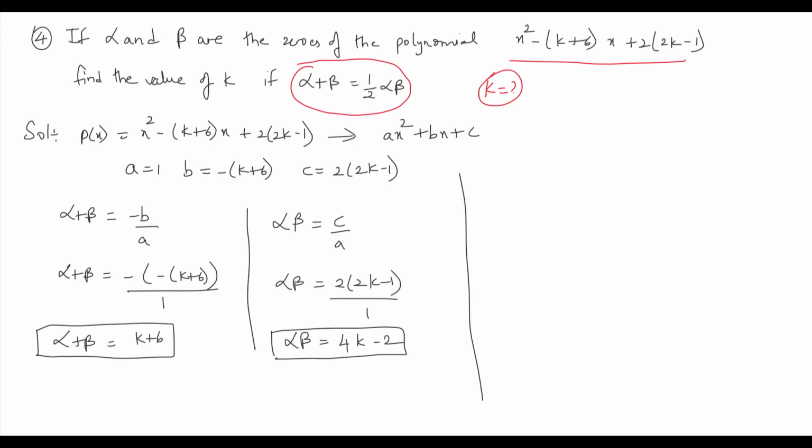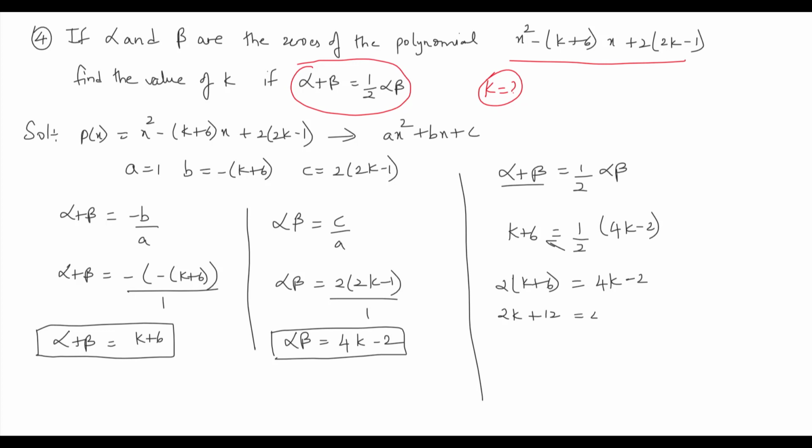Now use the condition. What is the condition? Alpha plus beta is equal to half alpha beta. So alpha plus beta here is k plus 6 and alpha beta is 4k minus 2. Take this 2 here, multiply it. So you'll get 2 into (k plus 6), which is equal to 4k minus 2. 2k plus 12, 2 into k is 2k, and 2 into 6 is 12, which is equal to 4k minus 2.